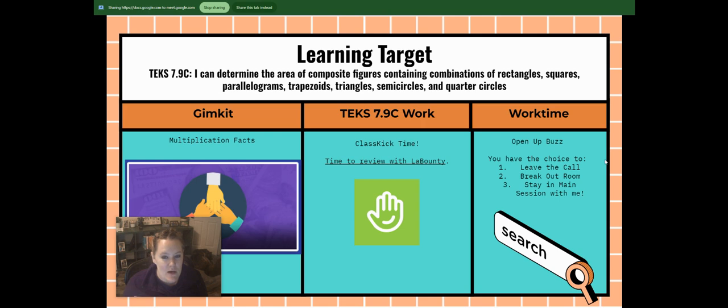In the live, we are going to be playing a Gimkit to review our multiplication facts because some of us are not allowed to use calculators on the test. We are going to review in class, and then I'm going to leave time at the end of the call to work in Buzz, or I'm also going to provide some IXL extra practice.